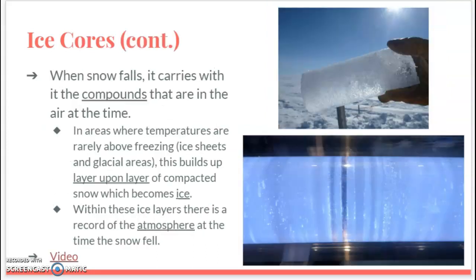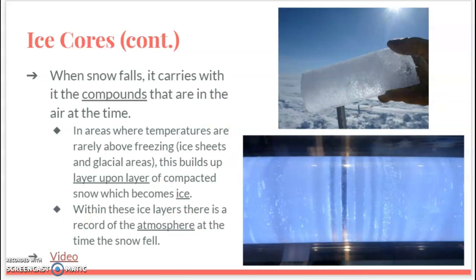So when snow falls, it carries compounds that are in the air at the time. In areas where temperatures are rarely above freezing, this builds up layer upon layer of compacted snow, which becomes ice. So if it's never above freezing, then the snow is never going to melt. Instead, it's just going to get compacted and compacted and compacted into ice. And you can see in this bottom right picture that actually forms different layers.